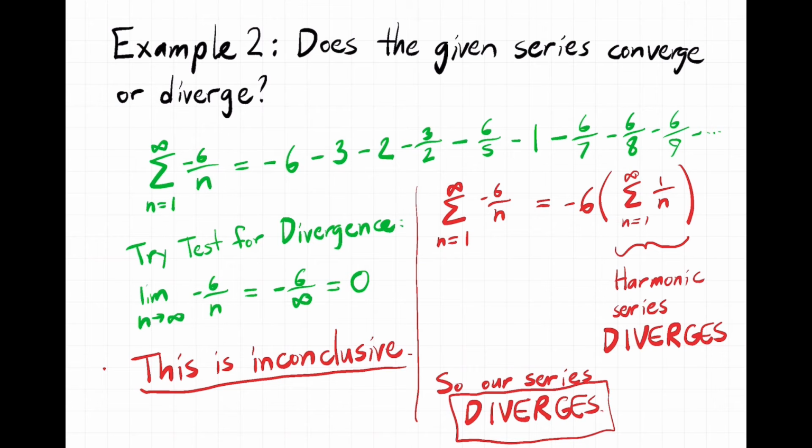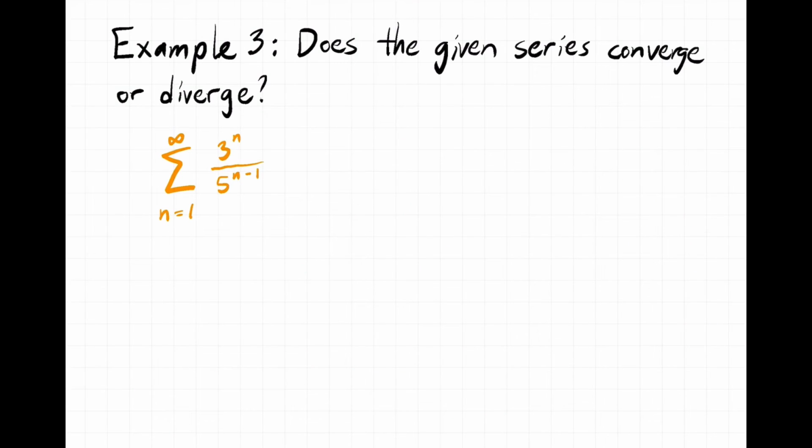Let's take one more example. Let's have the sum as n goes from 1 to infinity of 3 to the n over 5 to the n minus 1. Now, we could write out the individual terms, but perhaps let's not do that right now. Let's just try the test for divergence.